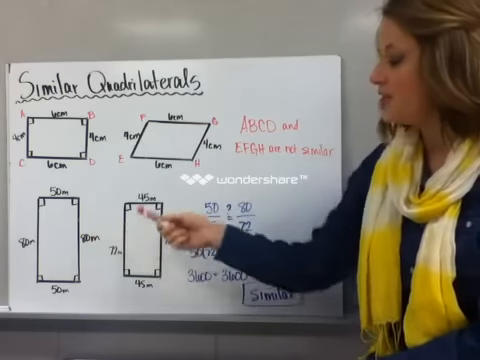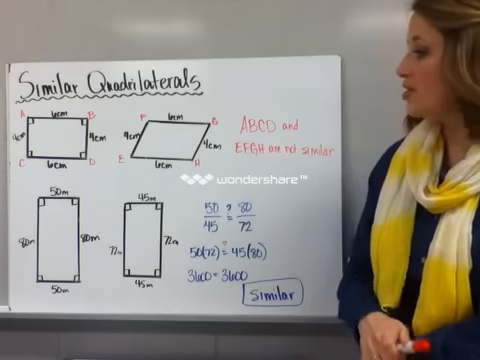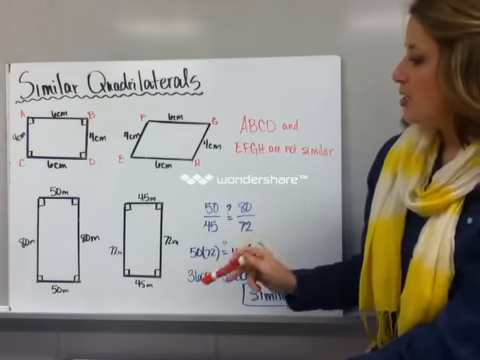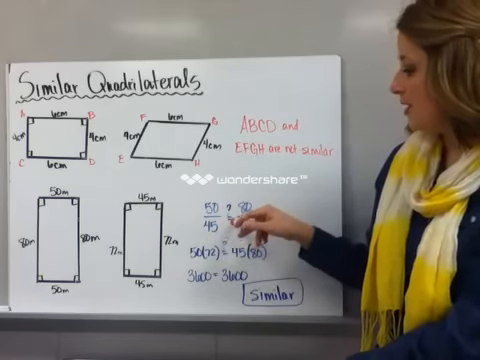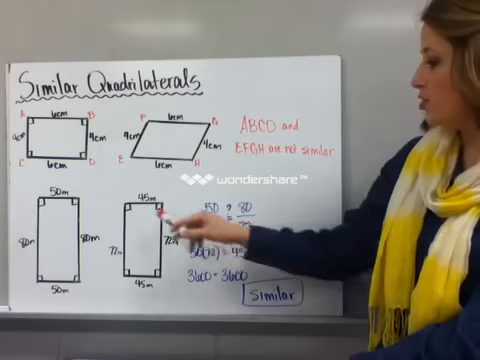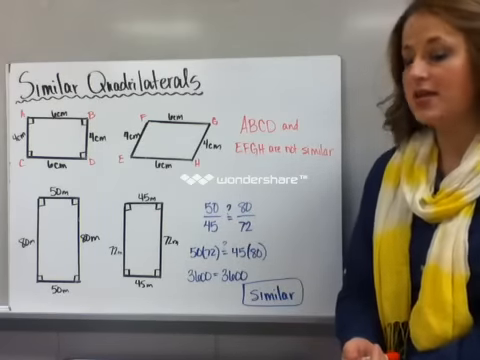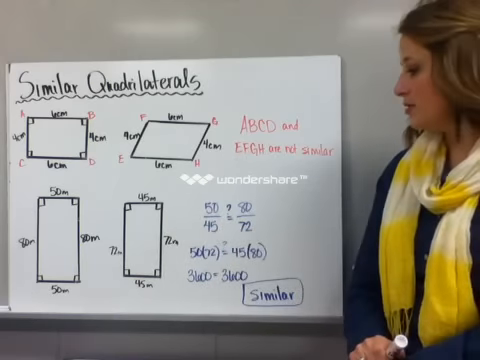So let's check for these two rectangles. They both have 90-degree angles in their corners, so I just need to see if their sides are proportional. So I'm going to line up corresponding sides, 50 over 45, and I'm going to see, is that proportional to 80 over 72? I'm not having to put all four sides up there as ratios because the opposite sides are congruent in rectangles.